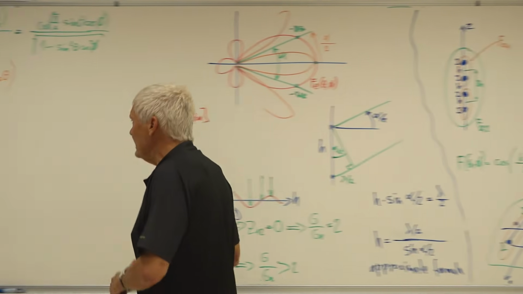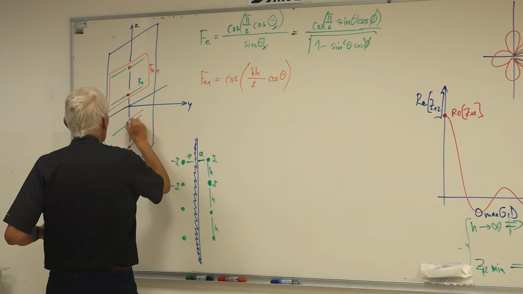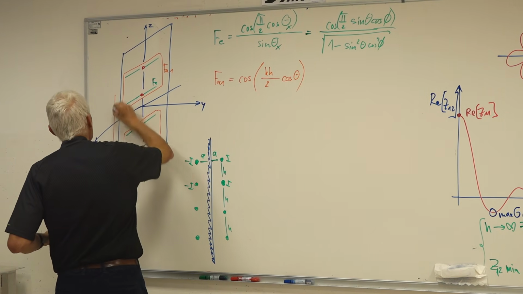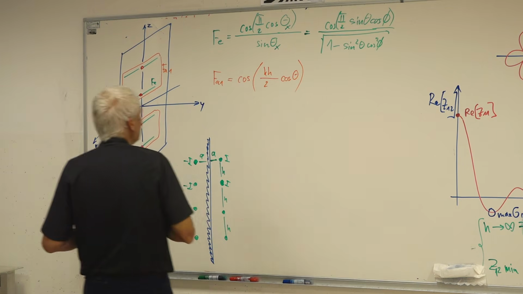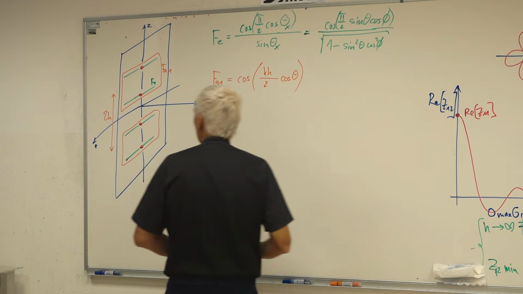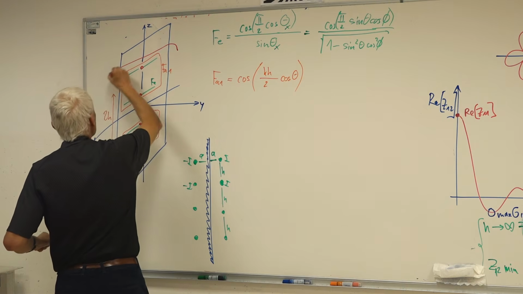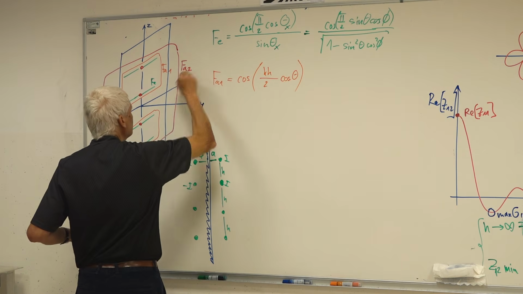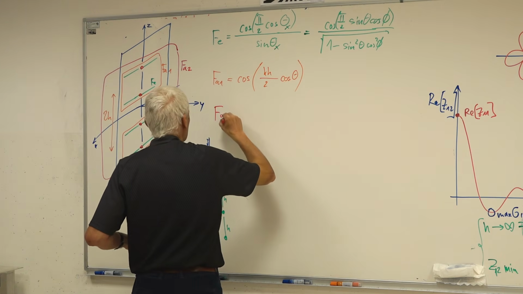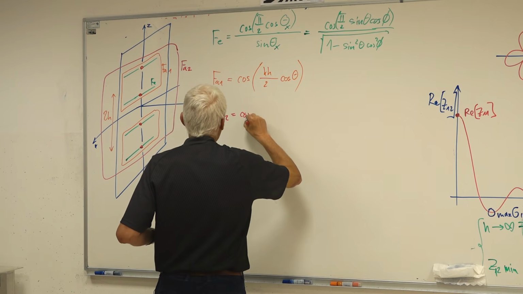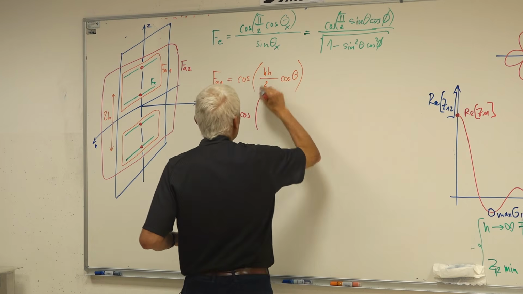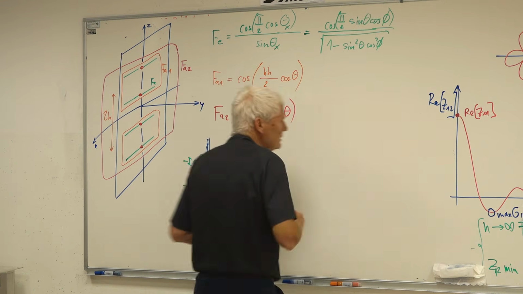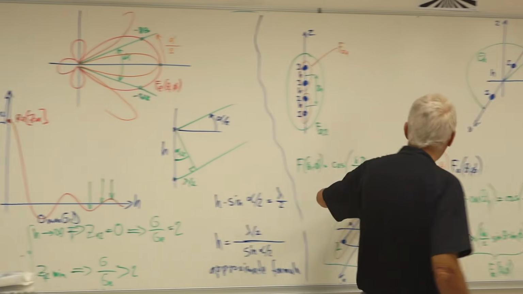Then I have two such arrays arranged vertically at a spacing of 2h. I have now the array 2, f array 2 is now cosine. At the spacing of 2h, the 2 cancels out, kh cosine theta. We are now at this point here.